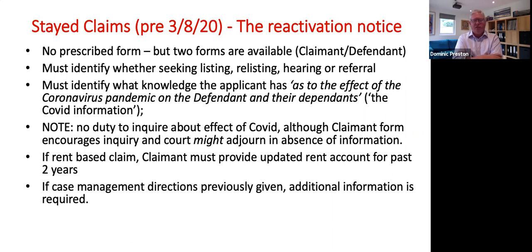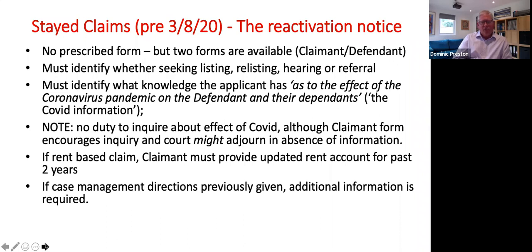Alice has pointed out that there is no duty to inquire about the effect of COVID, but I think I agree with her that not only does the claimant form encourage inquiry, but the guidance encourages it, and there's a possibility the court might adjourn. If it's looking at its checklist and it doesn't see anything about COVID, it might think, well, actually I'm going to ask whether that's a mistake or whatever it might be.